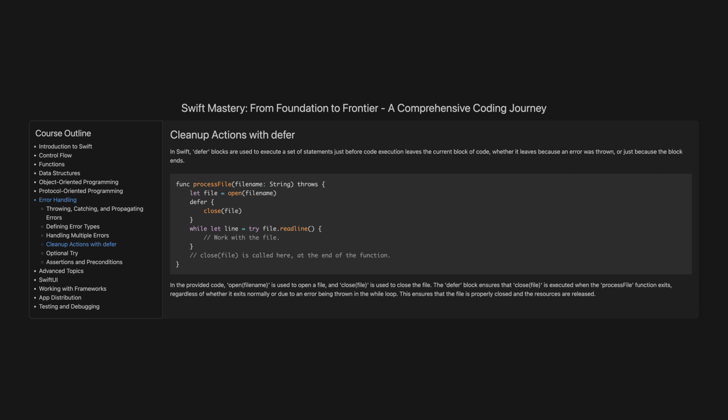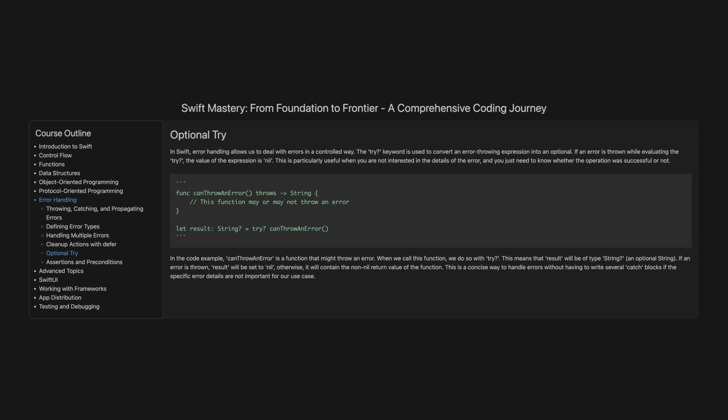Cleanup actions with defer. In Swift, defer blocks are used to execute a set of statements just before code execution leaves the current block of code, whether it leaves because an error was thrown or just because the block ends. In the provided code, open(file) is used to open a file, and close(file) is used to close the file. The defer block ensures that close(file) is executed when the process file function exits, regardless of whether it exits normally or due to an error being thrown in the while loop. This ensures that the file is properly closed and the resources are released.